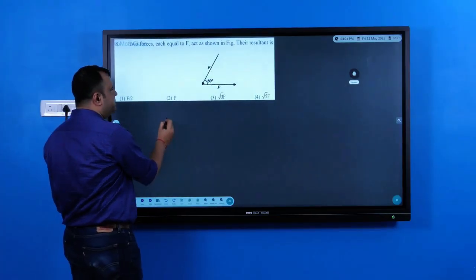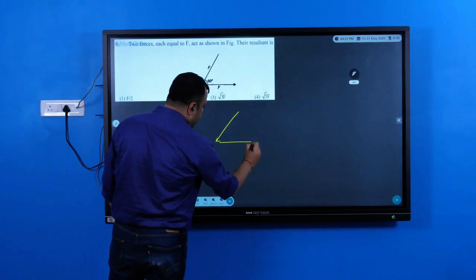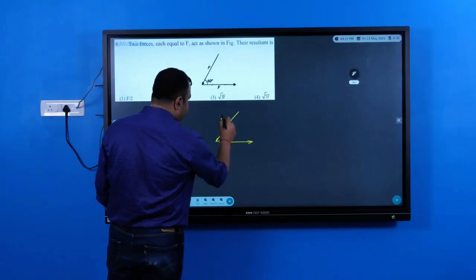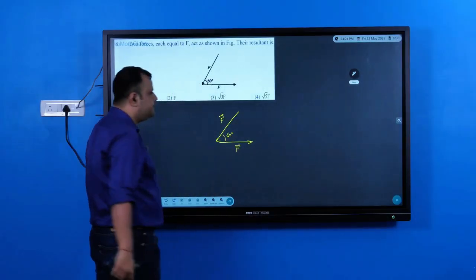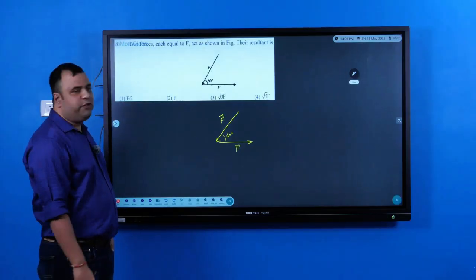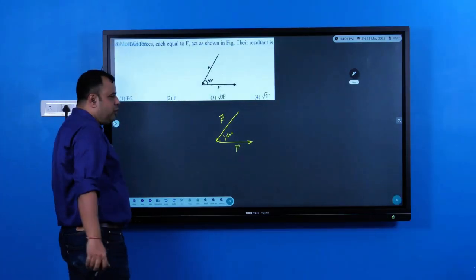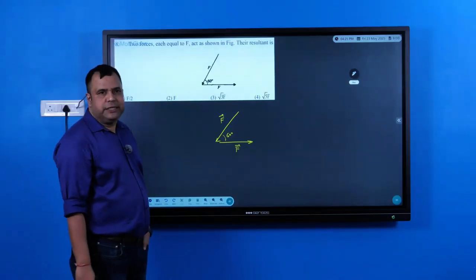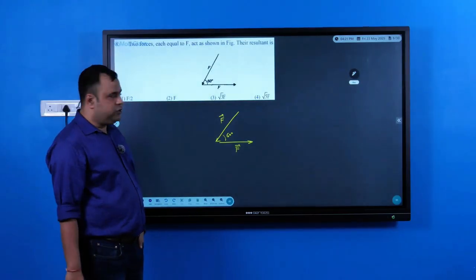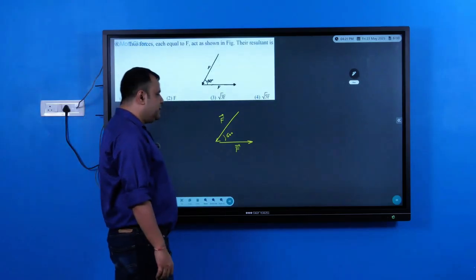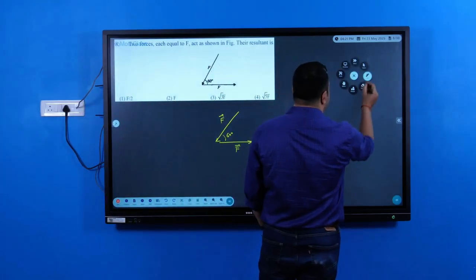Let me draw. This is also F and this is also F. The angle is 60. We have to calculate the resultant of these two forces. So now we can go for addition of these two vectors. But to add these two vectors, we have to keep in mind that both the vectors should be connected with their tails.